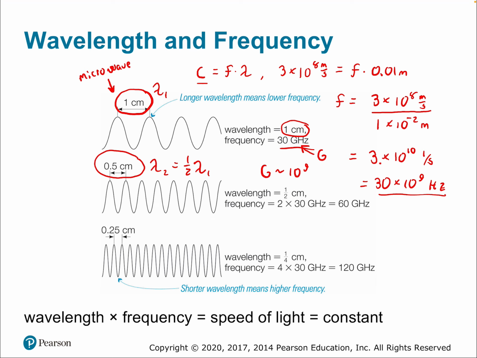So cutting the wavelength in half gives us twice the frequency. If we cut it to 1/4 of what it started as, then we get 4 times the frequency. So we see what happens. The frequency and wavelength for light are absolutely tied together. You can't change one without changing the other, okay? A constant value. So if you know wavelength, you automatically know frequency.